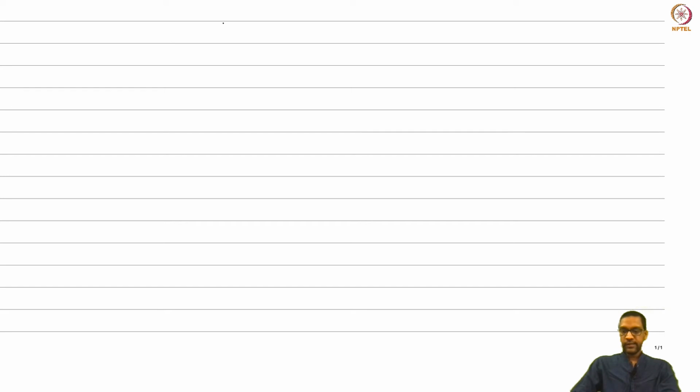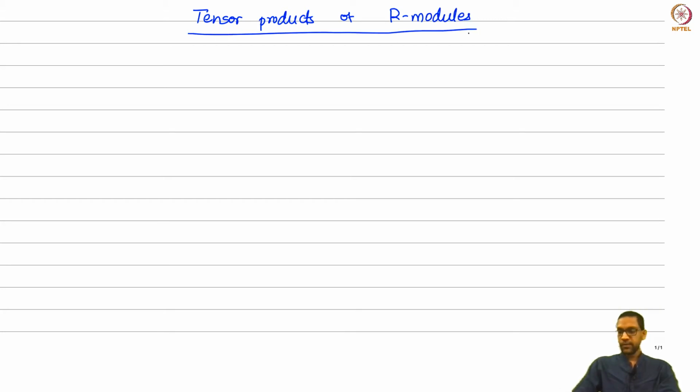Okay, so today we will start talking about tensor products of R modules. Until now we talked about the notion of tensor products for two modules M and N, which are both Z modules. So given two abelian groups, we define their tensor product. Now what we want to do is to do the same thing for modules over other rings.